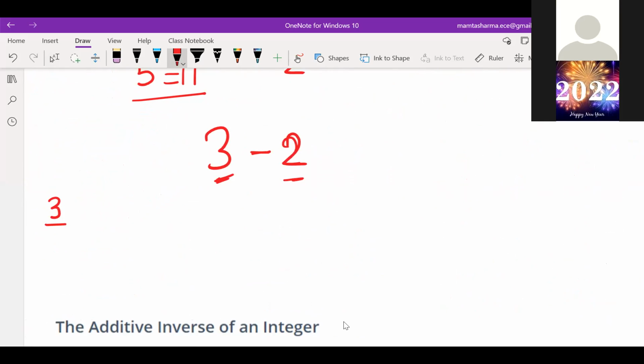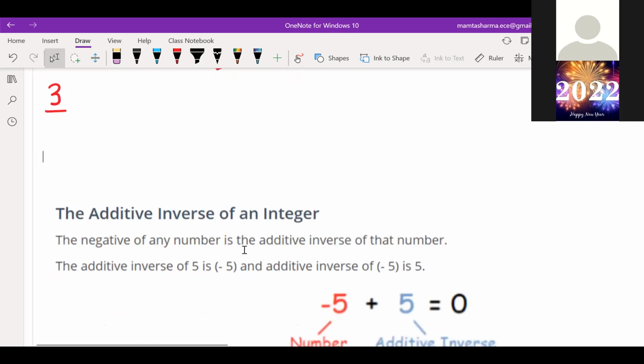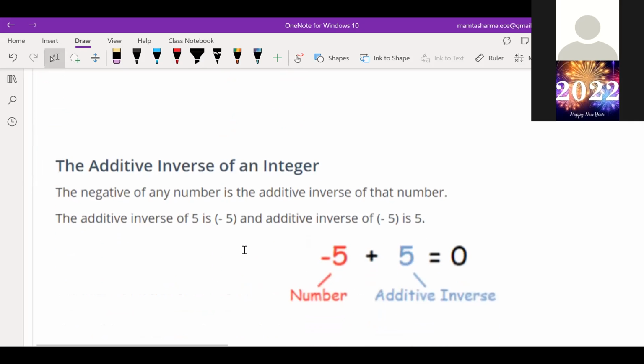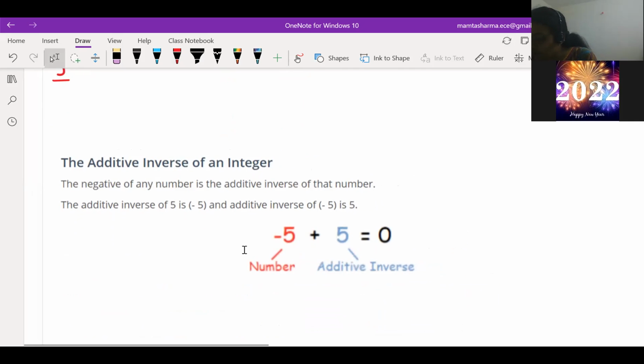Actually, till now we have reached up to addition and subtraction. I will tell you later about the multiplication and division process. After finishing the multiplication and division part, I will give you problems related to all the topics. Okay. Now tell me, what is the additive inverse of an integer?